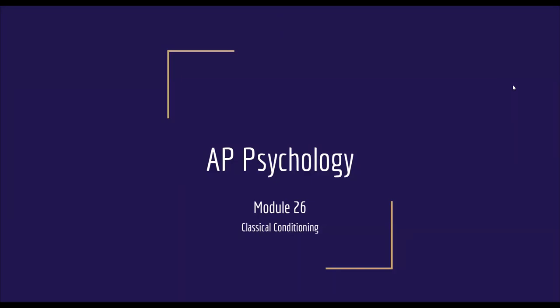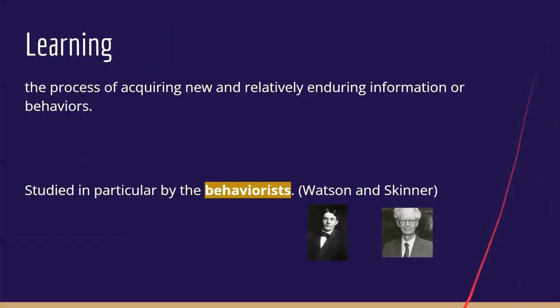Okay, so classical conditioning is what this is on. First, let's just talk about learning. That's what this unit is about, right? Learning, by definition, is the process of acquiring new, relatively enduring information or behaviors. It's studied by the behaviorists like Watson and Skinner that you already learned about in an earlier module.